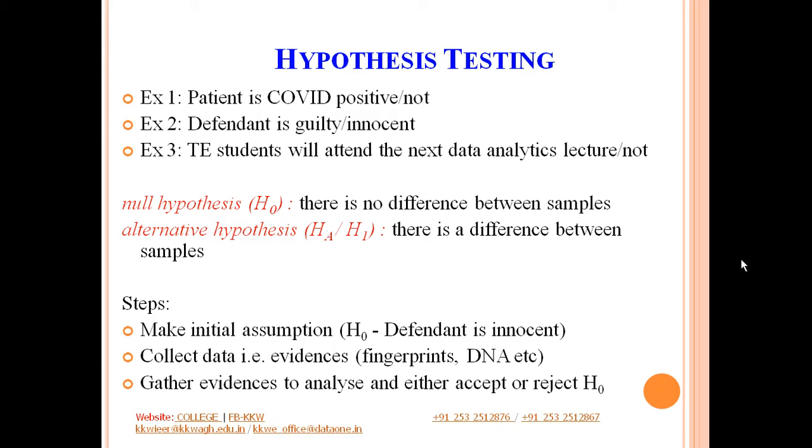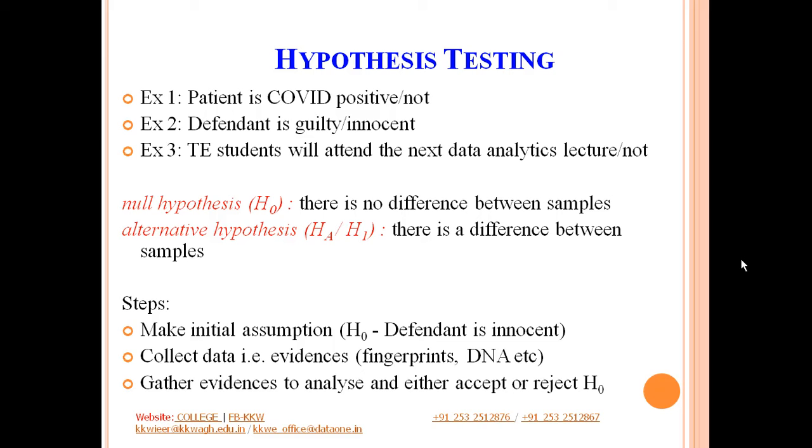So let us consider the second example. Defendant is guilty or defendant is innocent, whichever you want to consider as H0. Okay, so let us consider H0 as defendant is innocent. So we have framed our null hypothesis. What do we have to do next?